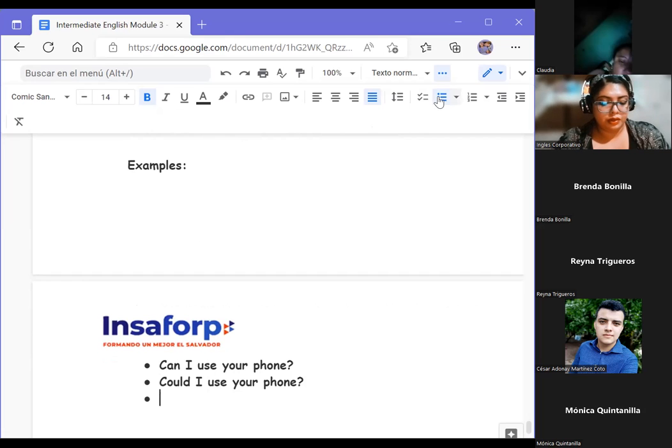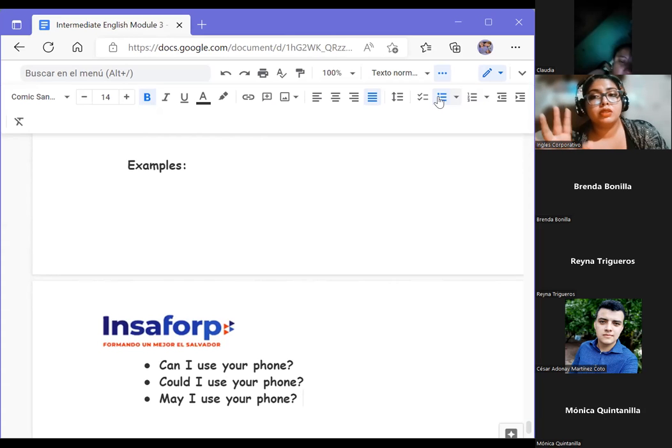And may I use your phone? Teacher, the difference is the second and the third one, it's more polite than the first one. Yes, of course. The second one and the third one are more polite, and in that case, it's more formal. Even when we are using another context, could and may, it's going to be more formal and polite.